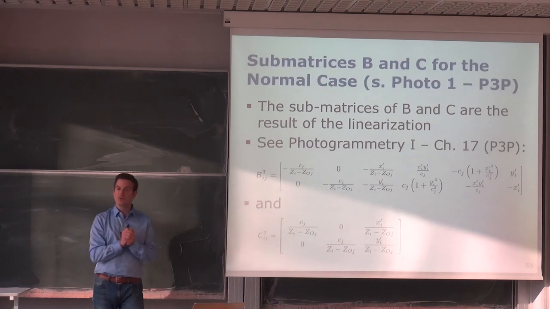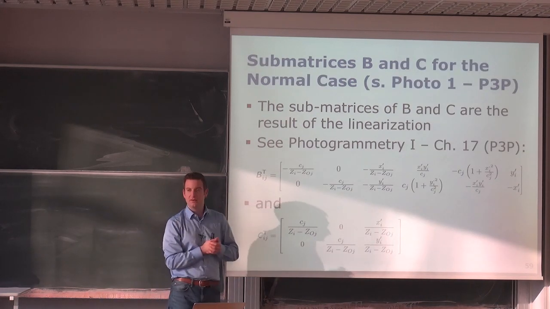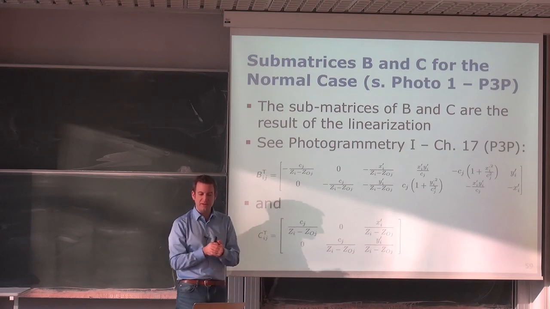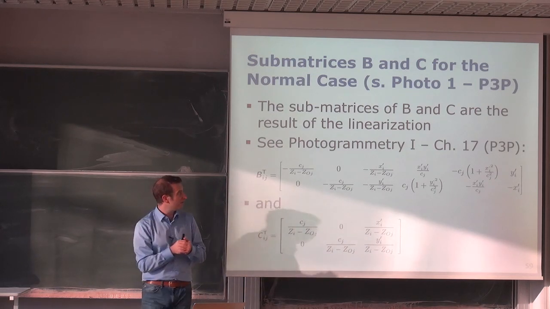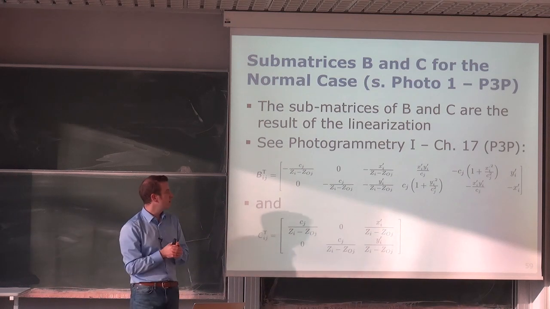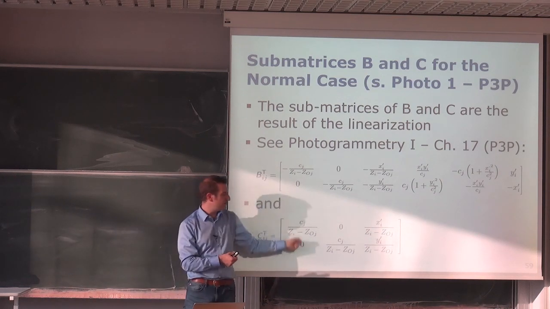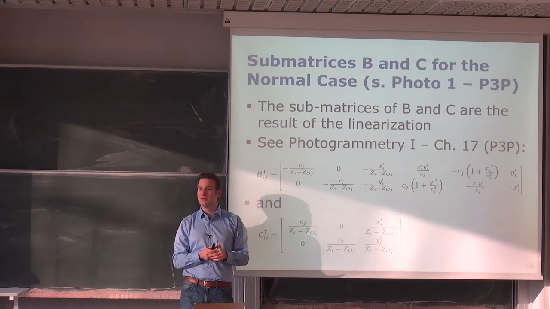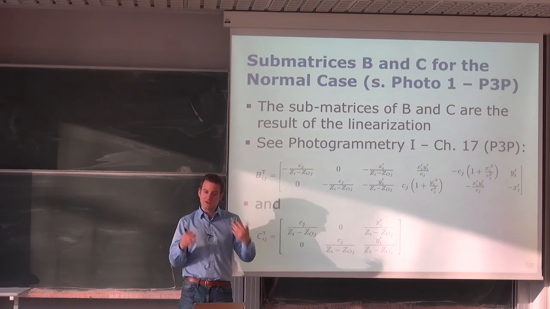Okay, then we actually need to compute those matrices B and C. The nice thing is we have done that already. In Photogrammetry 1, in the projective 3-point algorithm or spatial resectioning algorithm, Susanne presented the least squares solution and computed the individual elements of these matrices, and this is just a copy-paste from the lecture from the previous year. So we can directly exploit this.